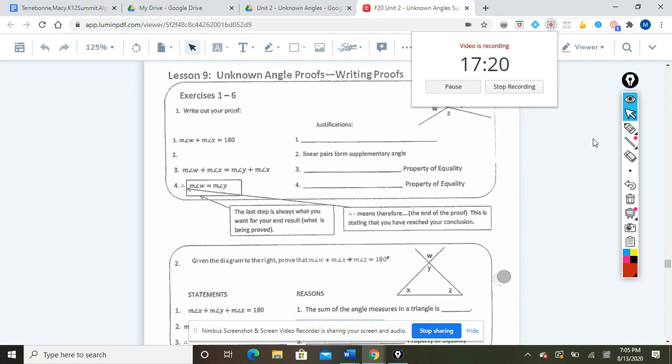All right, we're going to start the proofs. You take a deep breath. It's going to be okay. We're going to get through it together. All right.